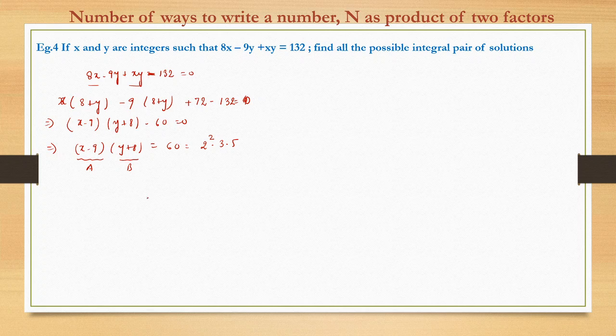So simply, the number of possible integral pair solutions is equal to the number of ways to write this as a product of two integers, which is nothing but 2 raised to power number of factors of this, which is 2 into 3 into 2 into 2, right? So this becomes how much, 4, 8, 24. So 24 is the solution.